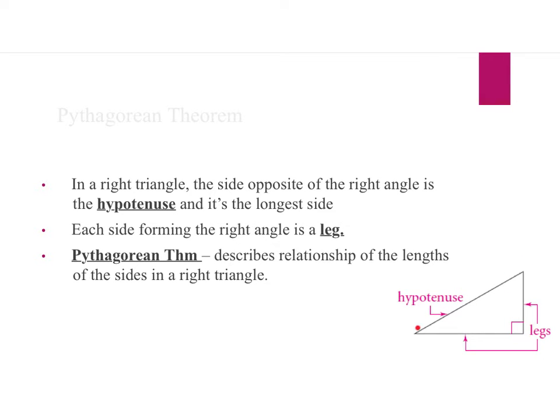That would be this side here. This is what we call the hypotenuse. And then we have the legs, okay? And the legs of the right triangle are what form the 90 degree or the right angle.